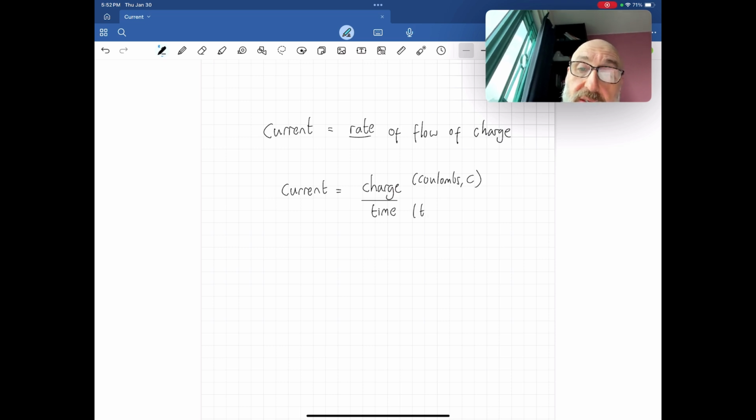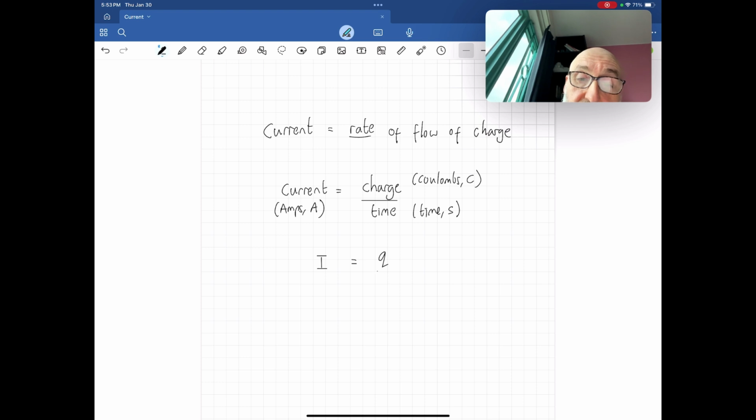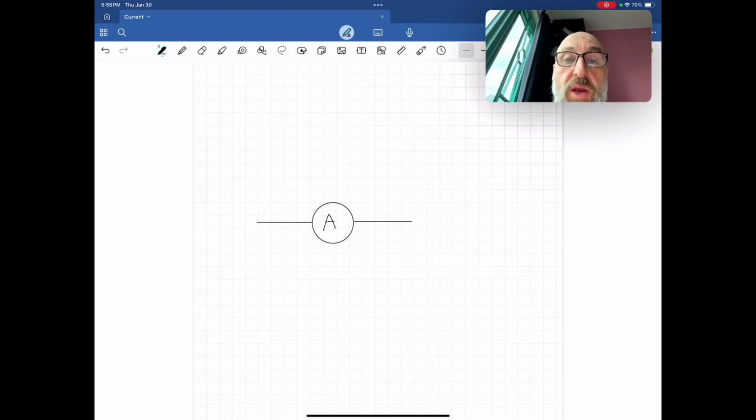Now, charge is measured in units called coulombs, and coulombs has a capital C. Time is always, well, nearly always, measured in seconds. So that means current is measured in coulombs per second. But nobody really says that. What we do is we abbreviate it and we measure current in amps and we give it the symbol capital A. If you want to write that equation as symbols, we say I for current equals Q for charge divided by time.